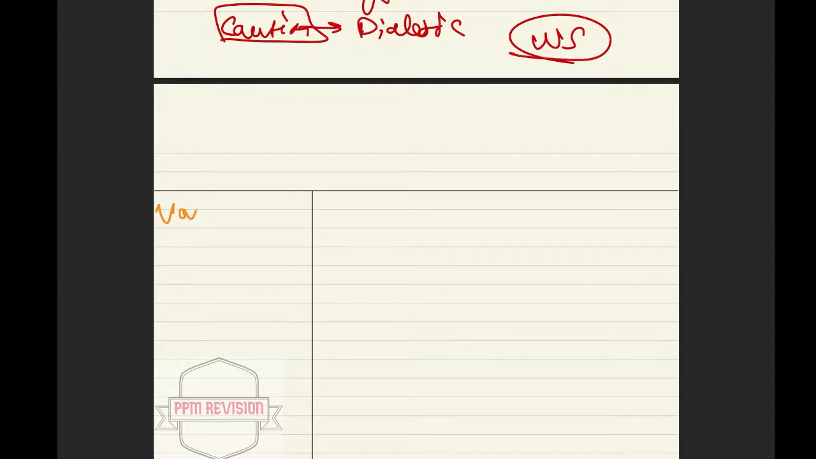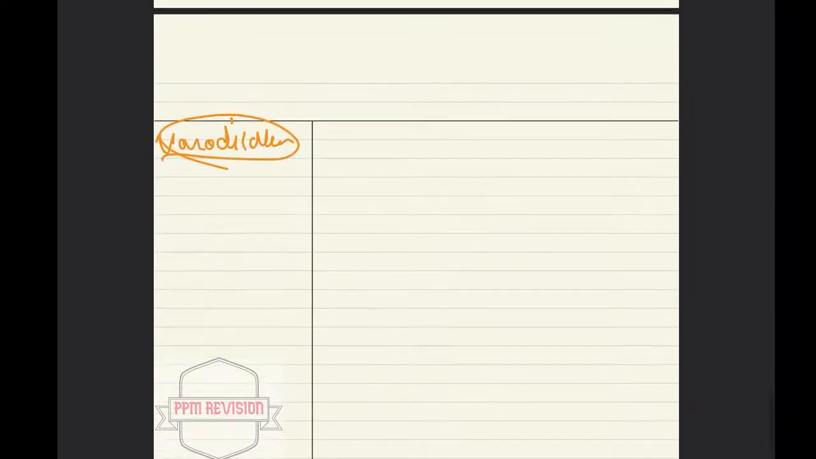So we have a topic of vasodilators. The important ones being minoxidil and diazoxide. Okay, so now we'll quickly look at the mechanism of action. In such a case, I'll be giving an example of minoxidil.